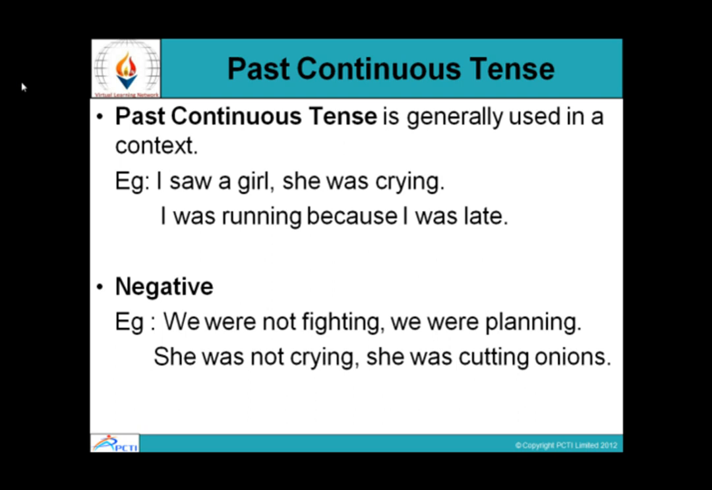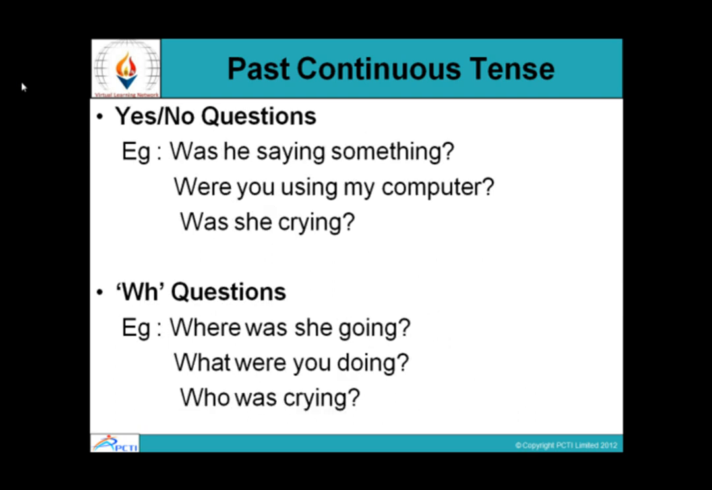Let's see the examples. We were fighting. We were not fighting. We were playing. She was not crying. She was cutting onions. Okay? She was not crying. She was cutting onions. As you know, when we cut onions, we start crying or tears start coming out of our eyes. So, this is past continuous tense, and we generally use this tense in a context.